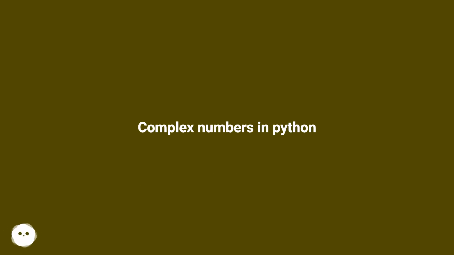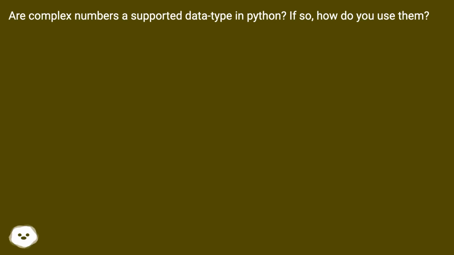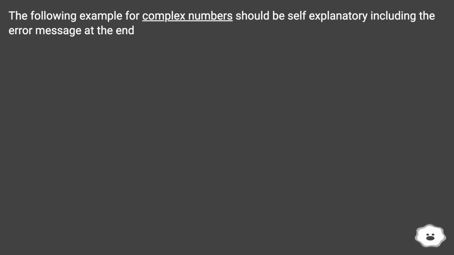Complex numbers in Python. Are complex numbers a supported data type in Python? If so, how do you use them? The following example for complex numbers should be self-explanatory, including the error message at the end.